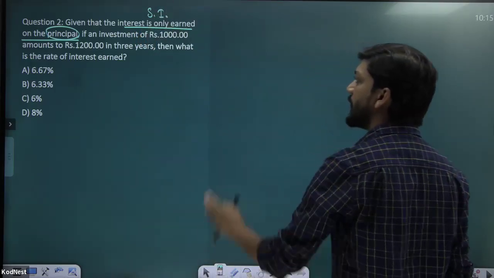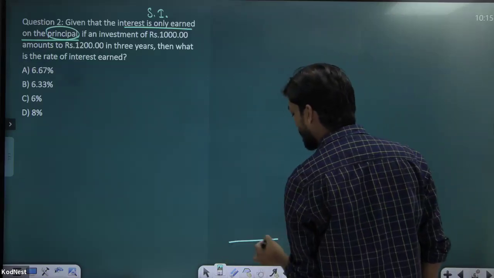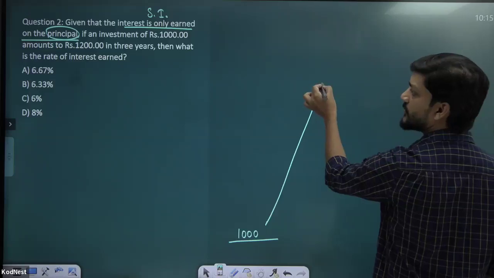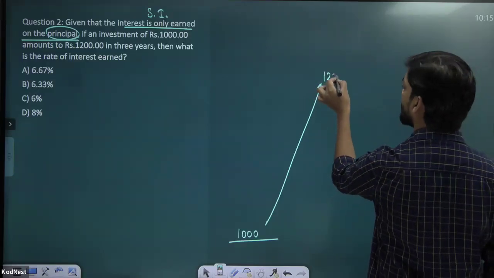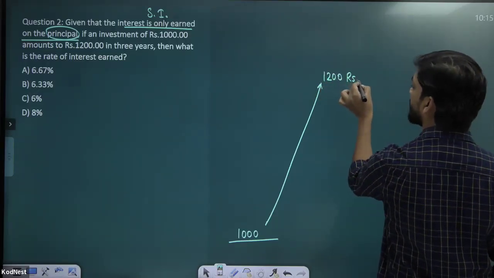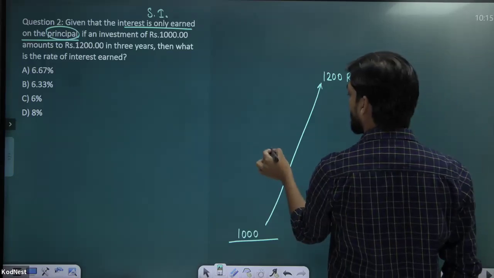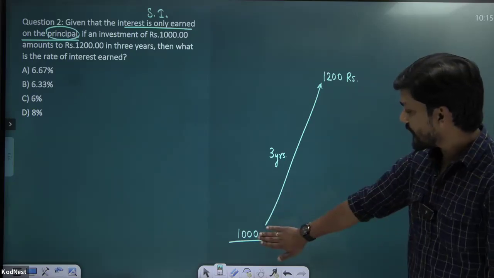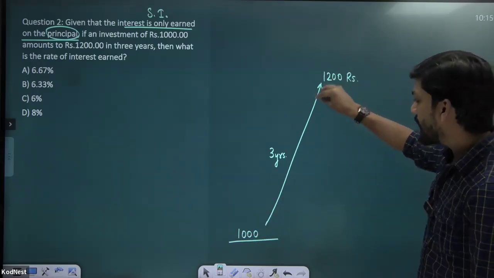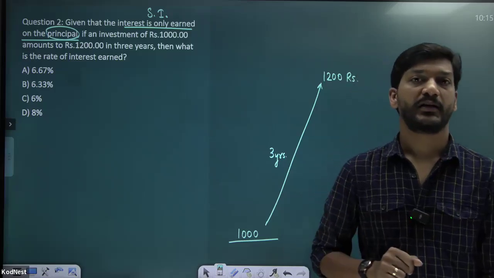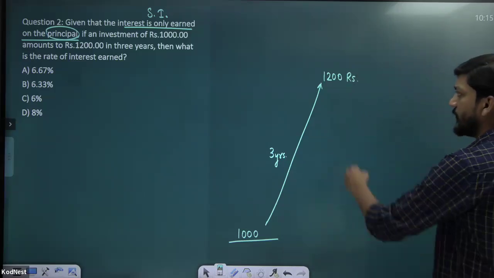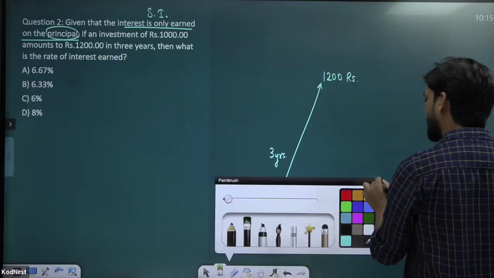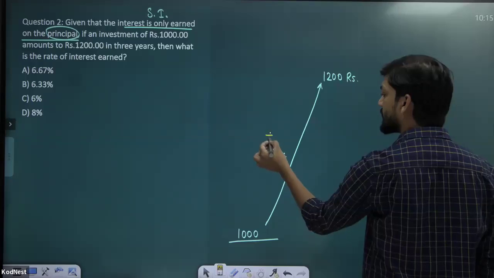Now, investment: 1000 rupees. It is becoming 1200 rupees in a period of 3 years. So you deposit 1000, that 1000 will become 1200, but it will take 3 years. Please answer: how much is the value increasing? You will say, sir, 200 rupees.